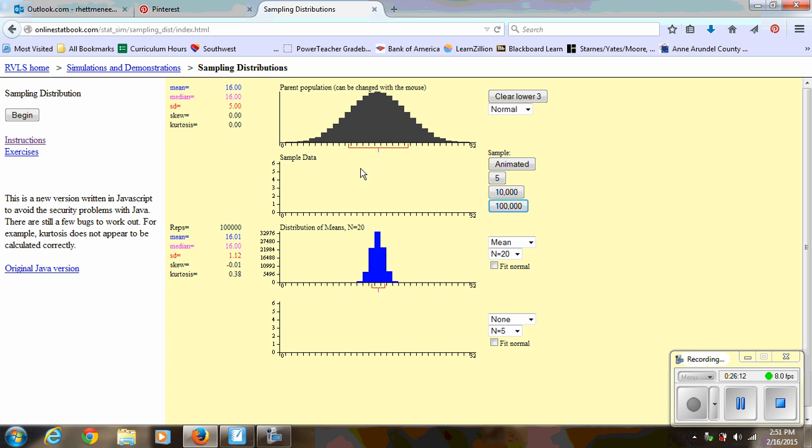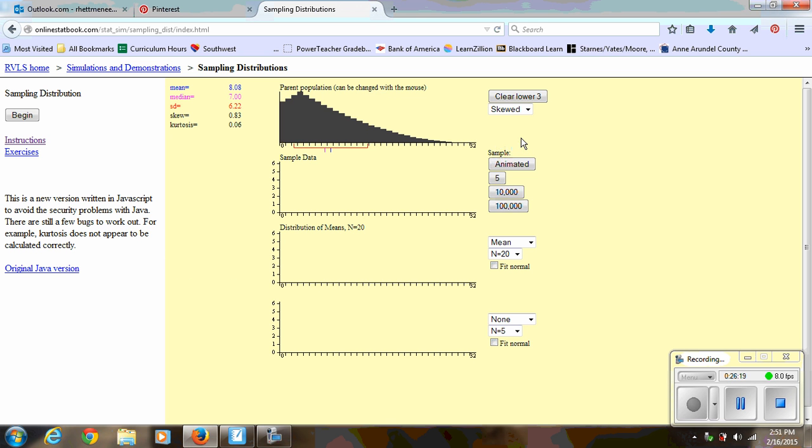So it may make sense to you if you have a normal distribution that the sampling distribution is going to be normal. But let's see what happens if the distribution is skewed. And we can start with 5. Samples of size 5. And let's just go ahead and take a quick look at what would happen if I took samples of size 5 and I did this 100,000 times.